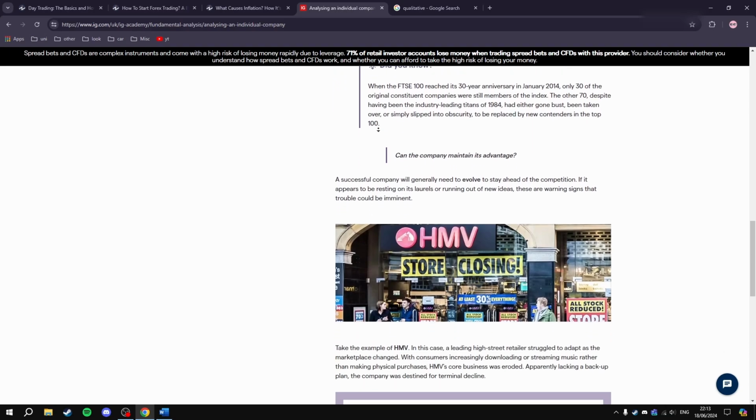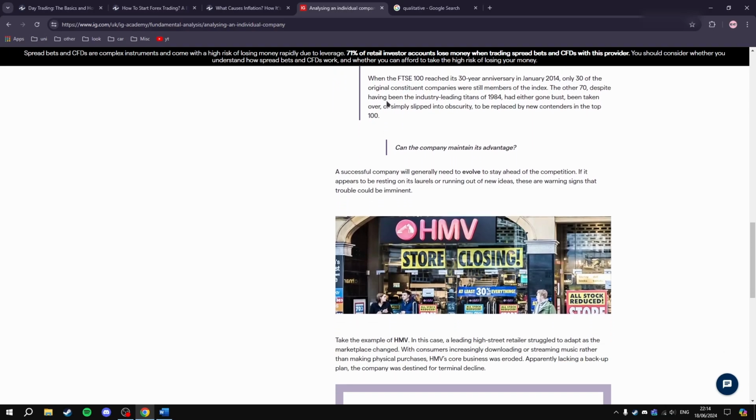Did you know when the FTSE 100 reached its 30-year anniversary, January 2014, only 30 of the original constituent companies were still members of the index? The other 70, despite having been the industry leading titans of 1984, had either gone bust, been taken over, or simply slipped into obscurity, to be replaced by new contenders in the top 100.